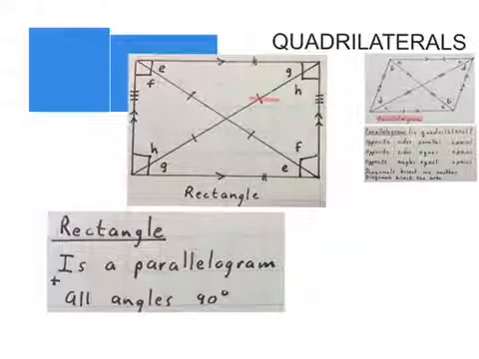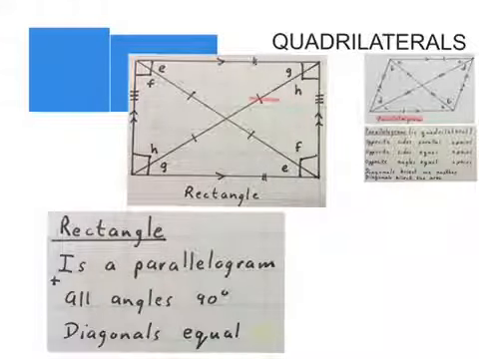But how does he differ from the parallelogram? All his angles are 90 degrees. And the diagonals are equal.